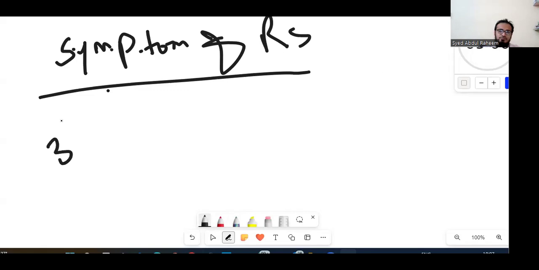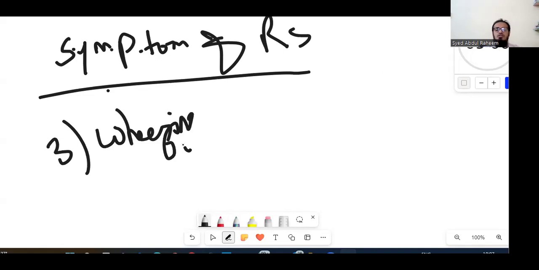And the third is wheezing sound. If we check the lung sounds, because we are inhaling and exhaling the air, the gases, this inhaling and exhaling will cause some types of sounds. If the sound is normal, you will not get the wheezing sound. Wheezing is a whistle-like sound. This is also something we observe.